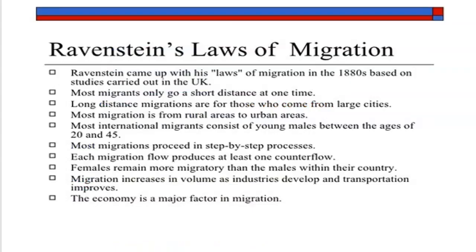The last concept here is Ravenstein's laws of migration. So some typical things that we can keep in mind with relation to migration. Some big things that stand out would be most migrations from rural areas to urban areas. Most international migrants consist of young males between the ages of 20 and 45. Most migrations proceed in a step-by-step process. Each migration flow produces at least one counterflow, and females remain more migratory than the males within their own country. Migration increases in volume as industries develop and transportation improves, and the economy is a major factor in migration.